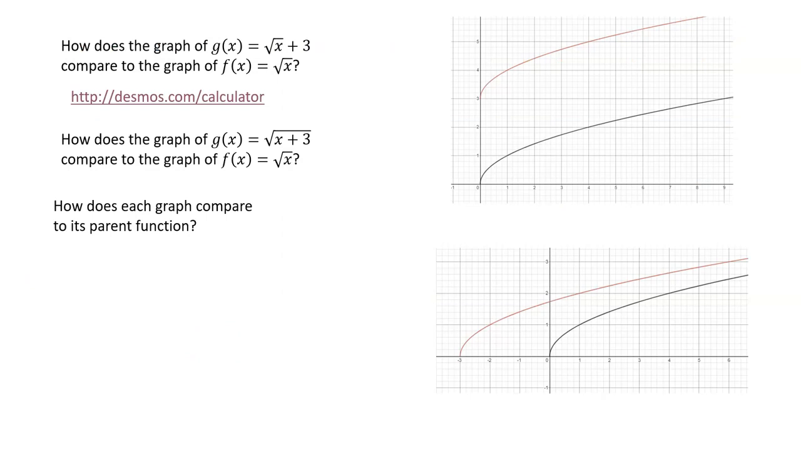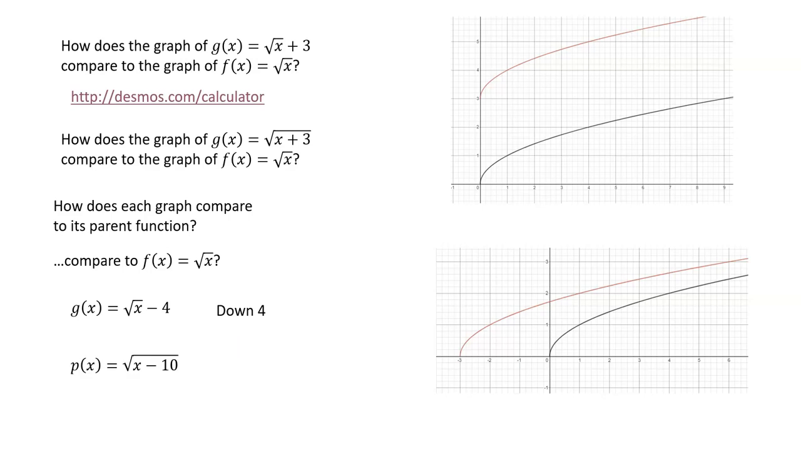So now let's see if you can figure out how each graph compares to its parent function. Another way to say this is, how does the function I give you compare to f of x equals the square root of x? G of x equals the square root of x minus 4. How do you think that's going to compare to f of x? The minus 4 on the end is going to move the graph down 4.